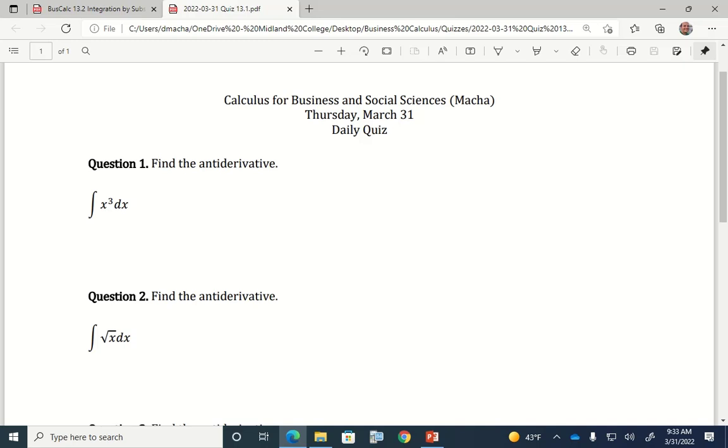Okay, so question one. The antiderivative of x cubed means we add 1 to the exponent and then we divide by our new exponent. Don't forget the plus c.